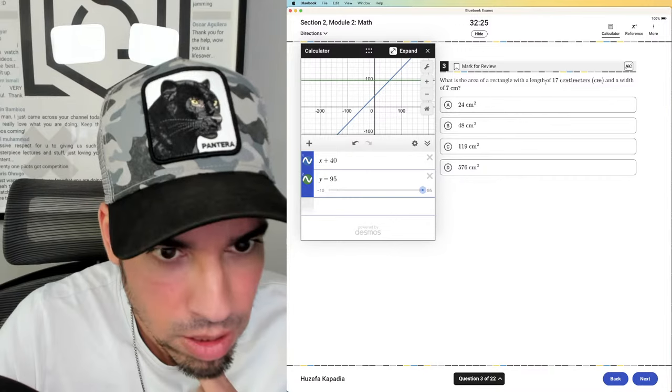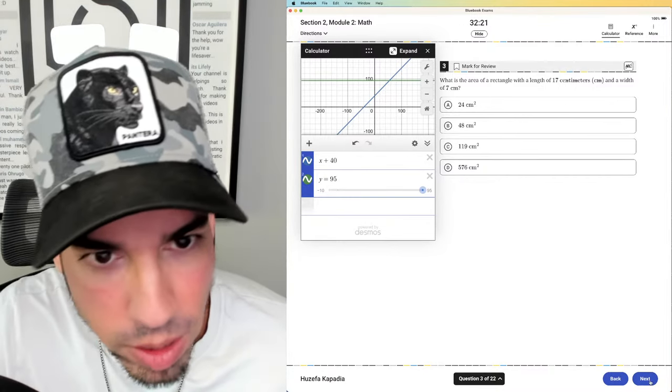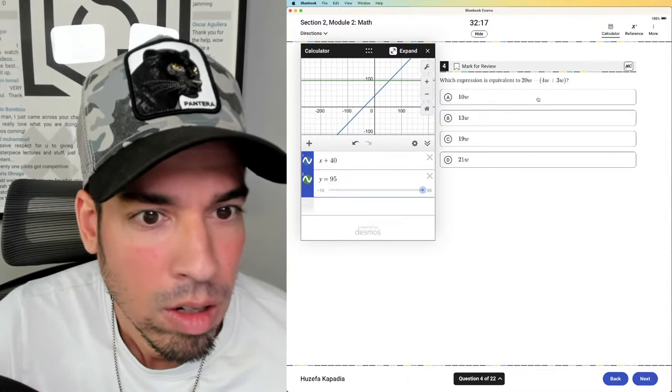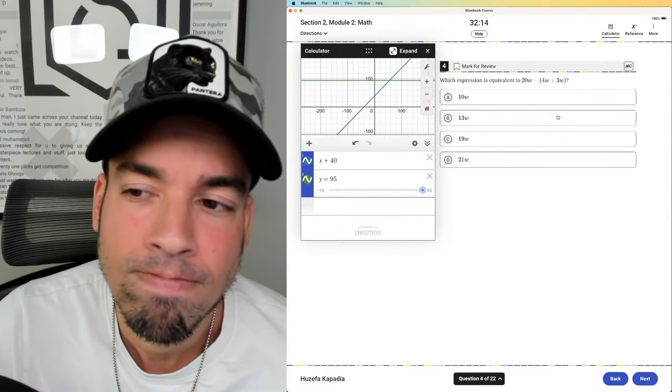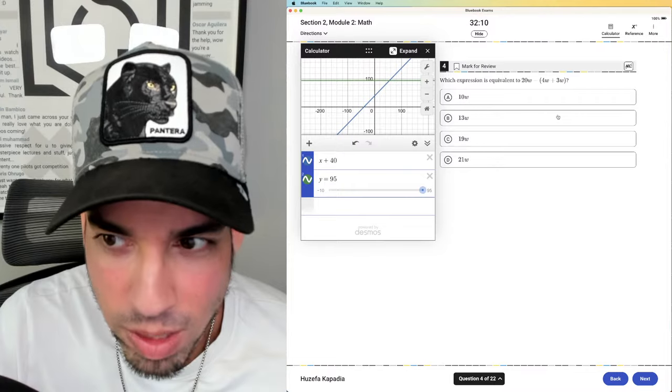What is the area of a rectangle with this? And I mean, this is just plug in, right? 17 times 7, area formula of a rectangle, 119. Okay, so you could use Desmos, but it's just so straightforward without Desmos, right?